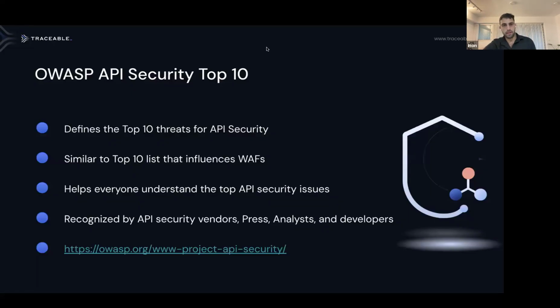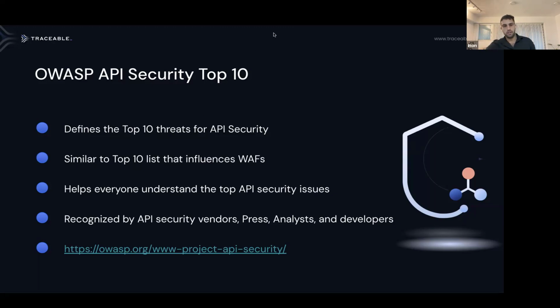I'm the leader of the OWASP API Security Top 10, which is a list that we created for the first time in 2019, from the understanding that there is a big difference between traditional application security and API security. So I joined a few other people from the OWASP community, and we created this new list that defines the top 10 threats for APIs. It's a similar concept to the OWASP Top 10, that influences web application firewalls, but it's more dedicated to APIs and summarizes the top 10 threats for APIs.